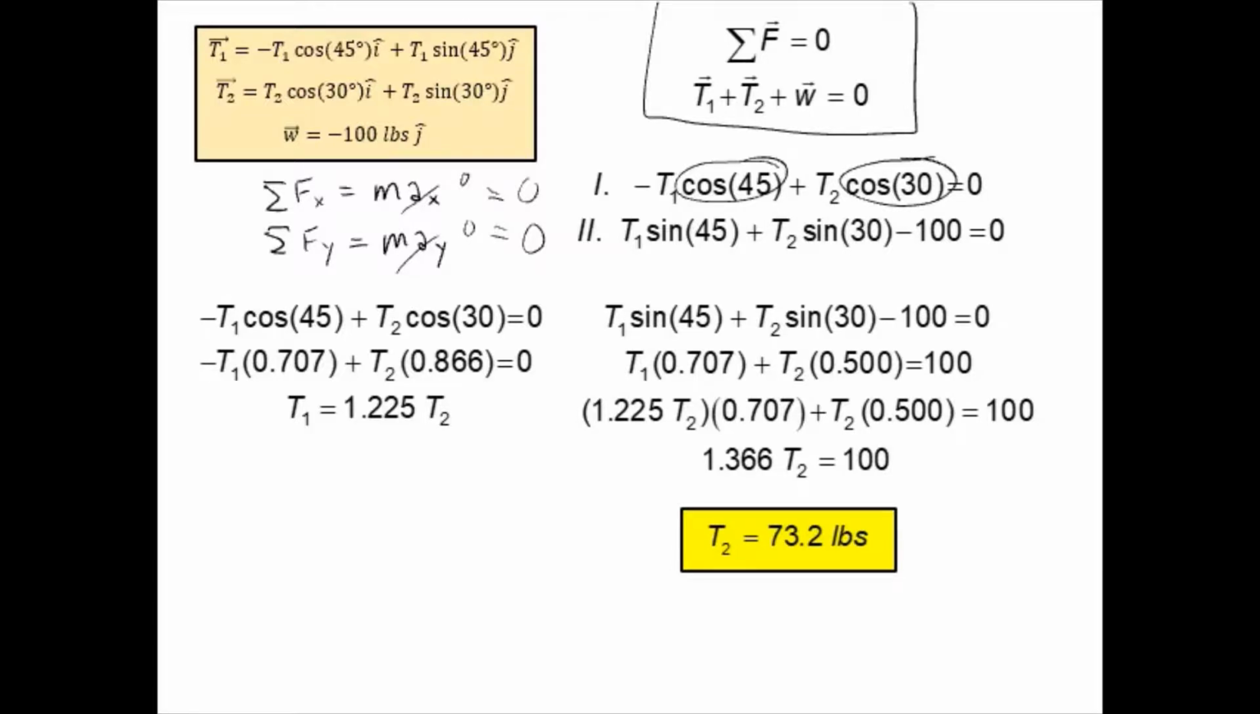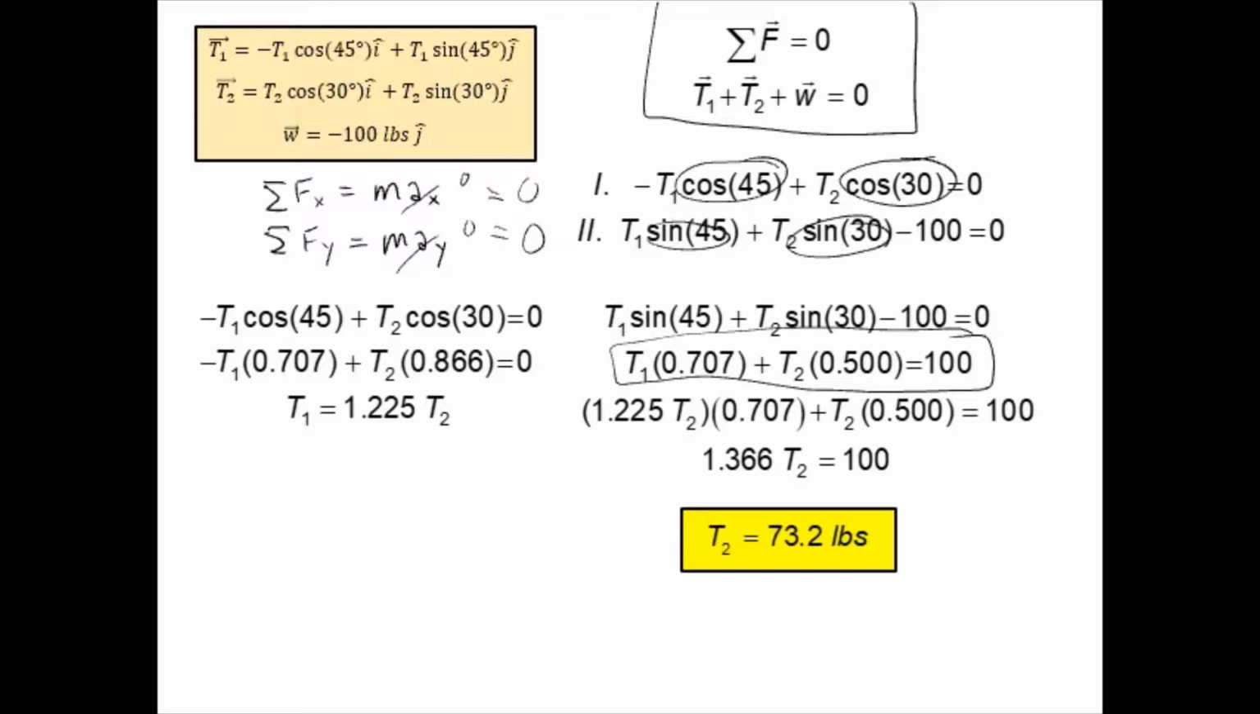So now I turn to the second equation. Again, sine of 45 and sine 30, I can figure those out, and that's 0.707 and 0.5, so I can plug those into the equation, and then I end up with this equation.